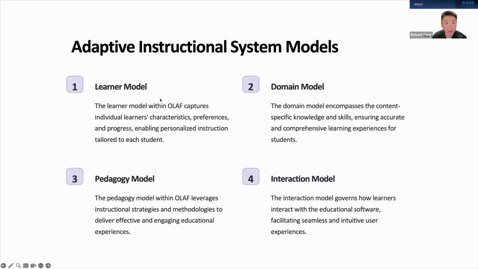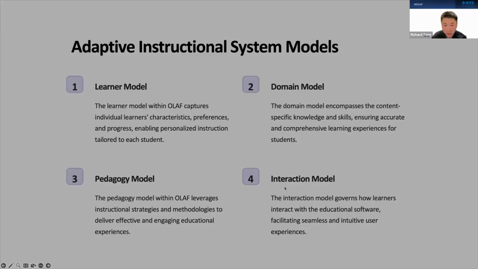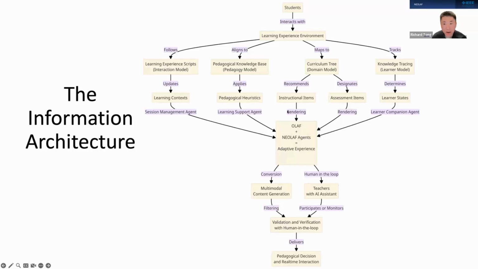So if you look at the adaptive instructional system, which is another name for the ITS systems, you have these 4 key models: the learner model, domain model, pedagogy model, and interaction model. And if you combine these models with the agent, like the agent that we're building, called NeoLAF agent, it can fuse them together and generate very dynamic, both outer loop and inner loop interactions with all kinds of different interactivity patterns that traditionally were unthinkable, right? So we're definitely opening up a whole new frontier.